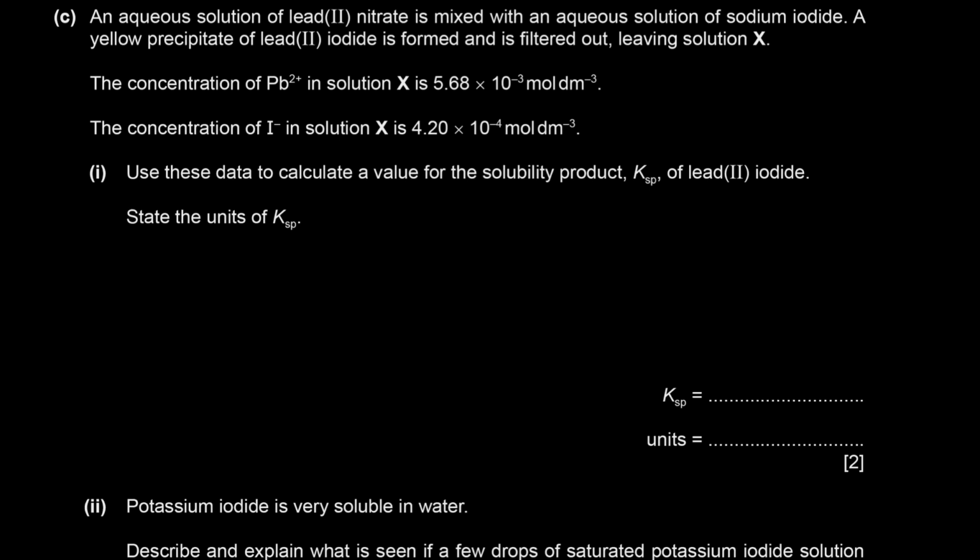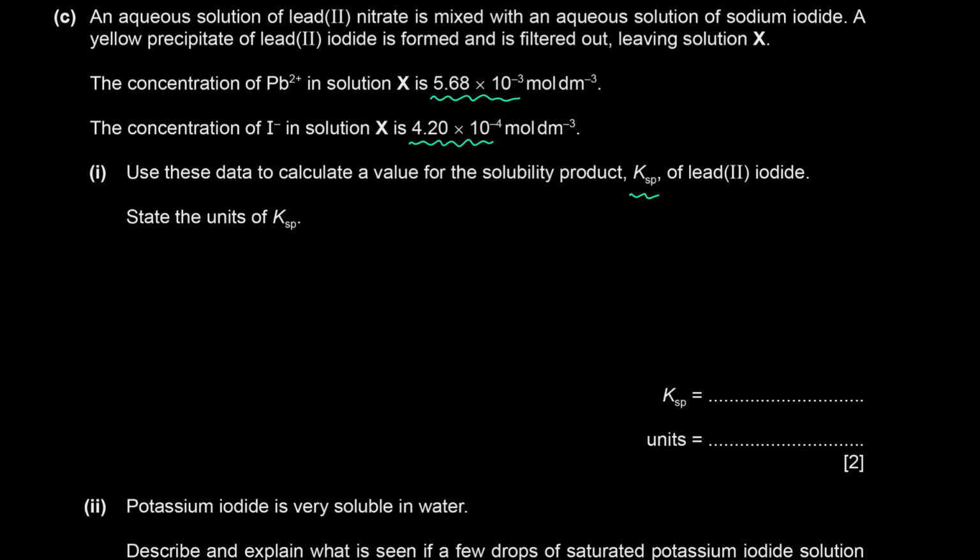An aqueous solution of lead(II) nitrate is mixed with an aqueous solution of sodium iodide. A yellow precipitate of lead(II) iodide is formed and filtered out, leaving solution X. The concentration of Pb2+ in solution X is 5.68 times 10 to the power of negative 3 moles per decimeter cube. The concentration of iodide is 4.20 times 10 to the power of negative 4 moles per decimeter cube. Use these data to calculate the value of the solubility product of lead(II) iodide and state the units of KSP.